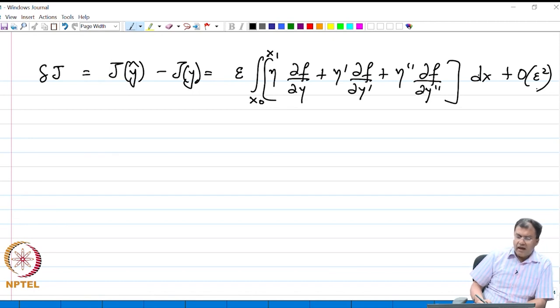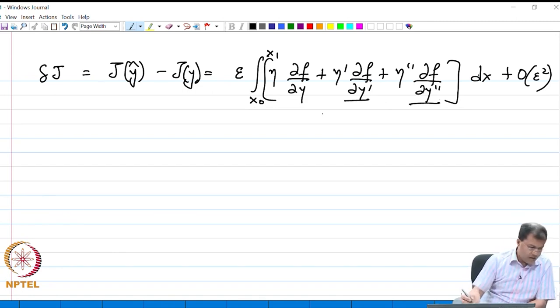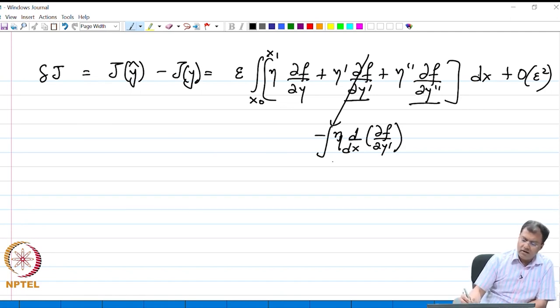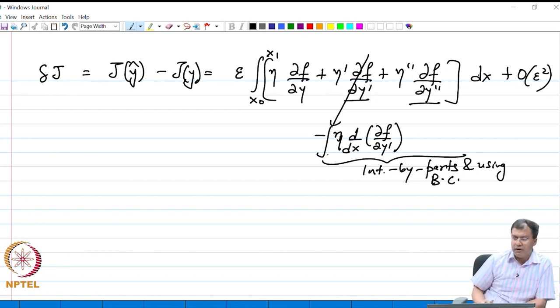Okay. So, then we redo the exercise that we did in the standard Euler Lagrange case, that is, we are going to change the second and the third term using integration by parts, and then we apply the boundary condition. So, notice that this particular quantity is also equal to negative of the integral of d dx of del f del y prime, right. This is coming due to integration by parts and using the boundary condition, that is, the perturbations eta vanish at the boundary, right.